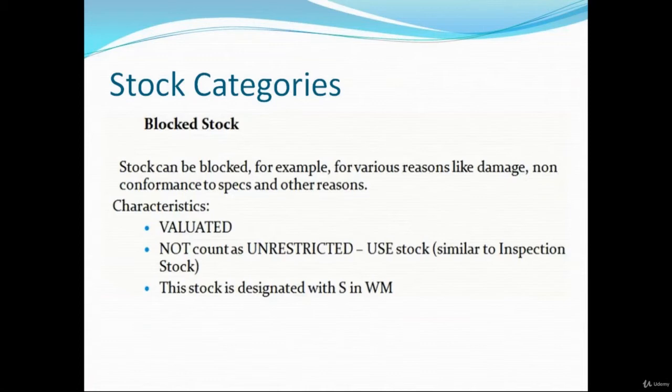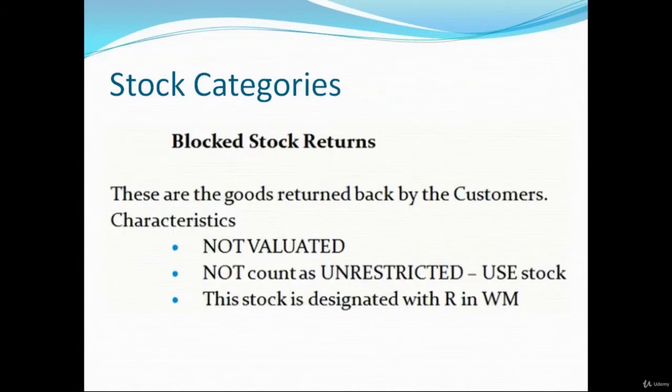It is not counted as unrestricted use stock. That is similar to the inspection stock. So we cannot use the blocked stock for any usage. This stock is designated with S in the WM system. So whenever you see the stock category as S, that means it is blocked. So till now we have seen three types of stocks. One is unrestricted, second is quality, third is blocked stock.